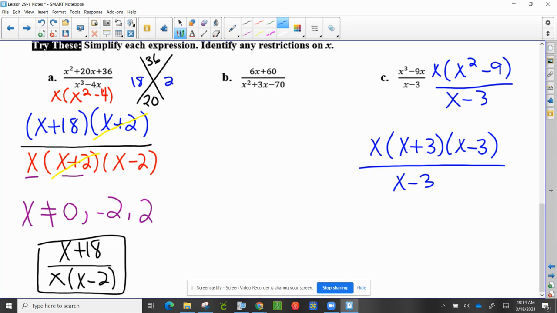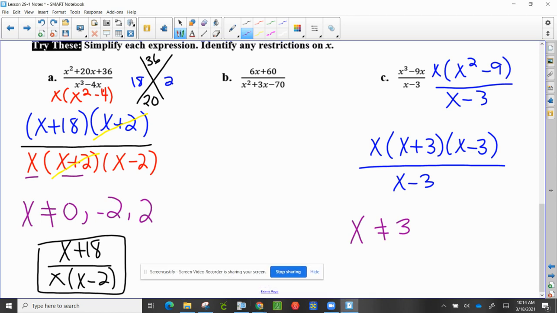Okay, so before we cancel anything out, let's get our restricted values. And again, we look at the denominator for that. What values of x would make our denominator 0? Well, it would just be 3. 3 minus 3 is 0. And that's your only factor down there. So you only have one restricted value.